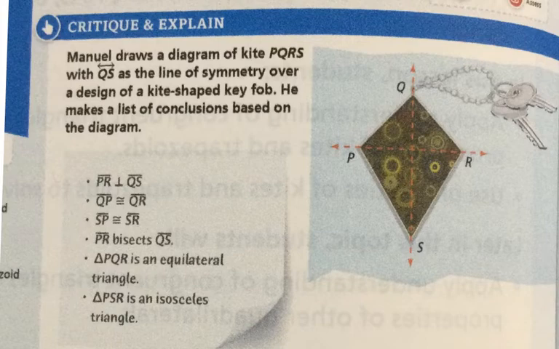Okay, so the first one says PR is perpendicular to QS. So what does it mean, perpendicular? What does perpendicular mean? Congruent. No, not congruent. Crosses at a right angle. So PR and QS are perpendicular.